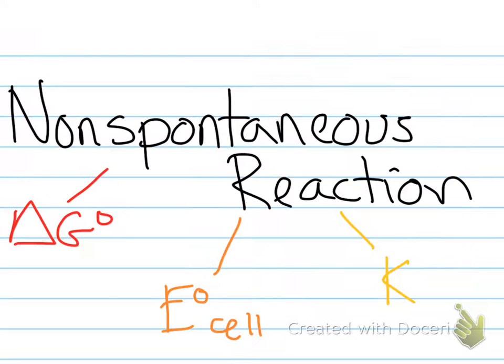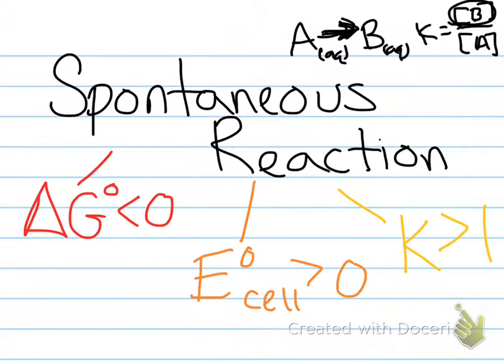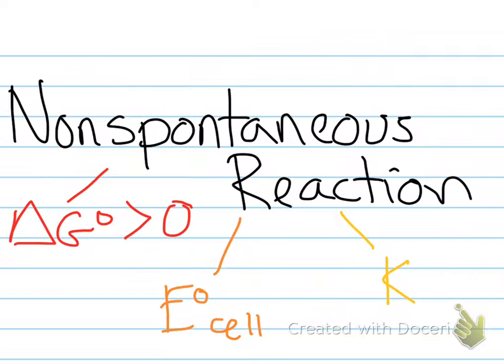The opposite happens with a non-spontaneous reaction. A non-spontaneous reaction, we have a positive delta G, we have a negative E cell, and then our K will be less than 1.